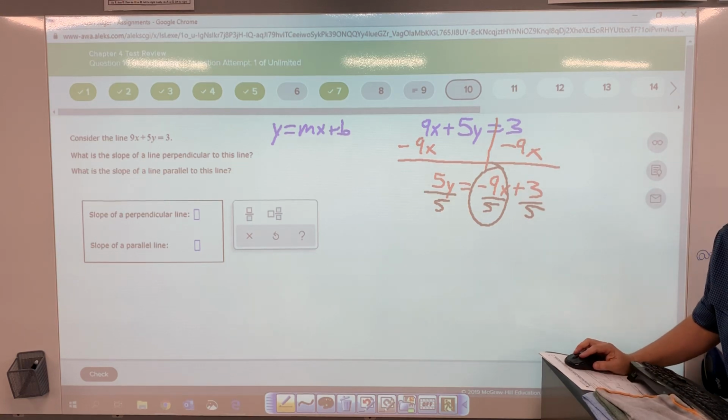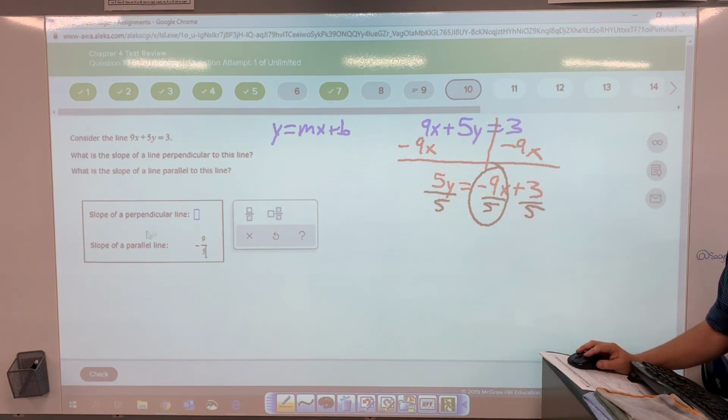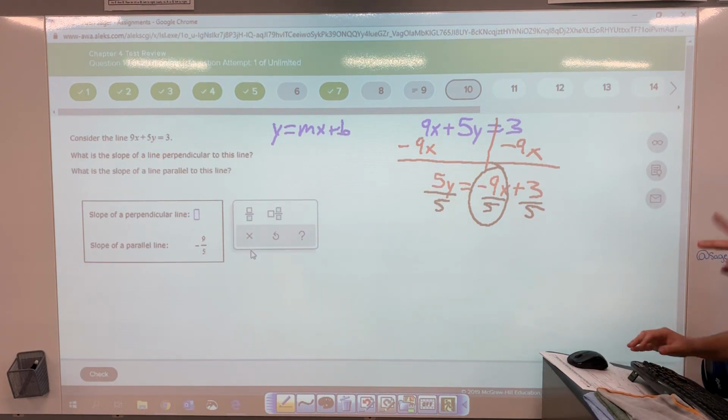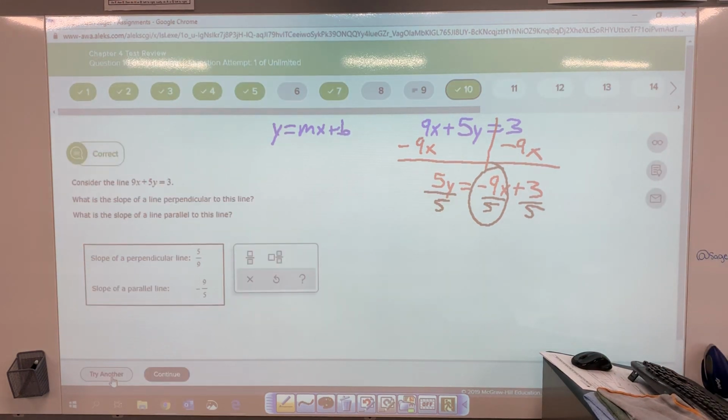Now be careful, because this one switched. The slope of a perpendicular line is on top. But I know my slope of a parallel is negative 9 over 5. Okay, the slope of a perpendicular line, remember, is the exact opposite. So you take 9 over 5 and you flip it to 5 over 9, and then you multiply in a negative to make it positive. Let's check our answer. And we're correct.